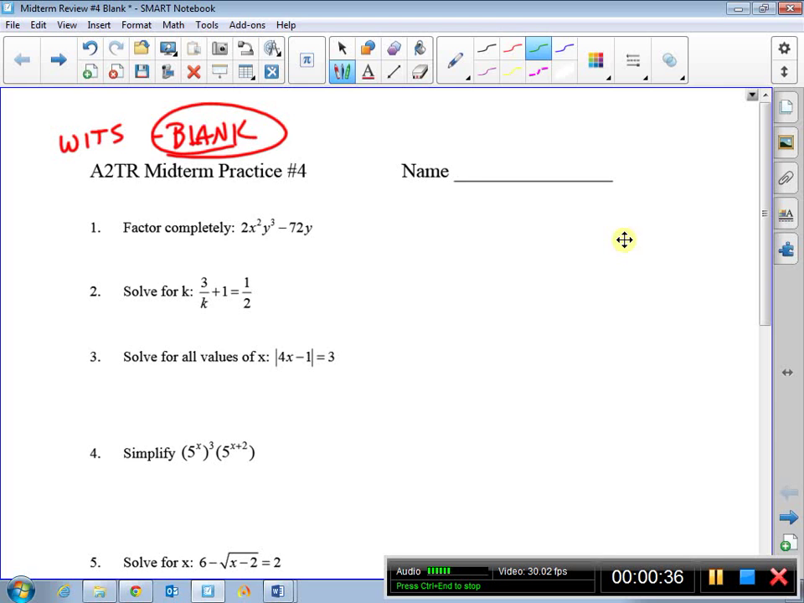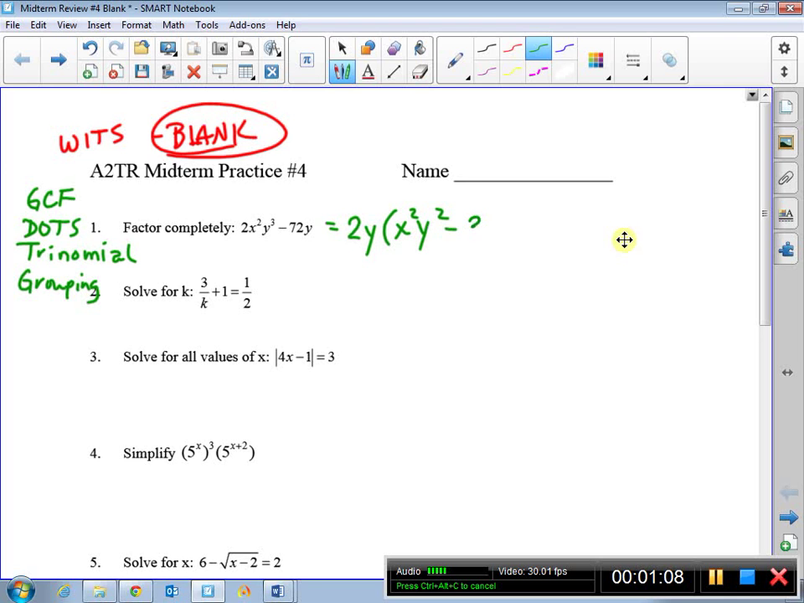Number 1 says factor completely. So remember, you want to look for a GCF first, and the other types of factoring are dots, and then we have trinomials that we need to work with, and last but not least, you might have a grouping factoring question. So I look at 2x squared y cubed minus 72y, and I see I can take out a 2, and I can take out a y, which leaves me with x squared y squared minus 36.